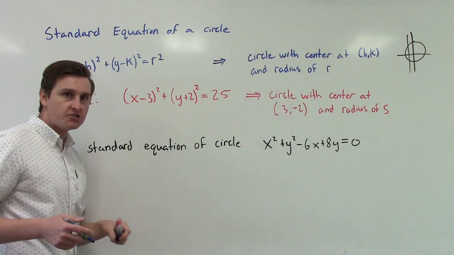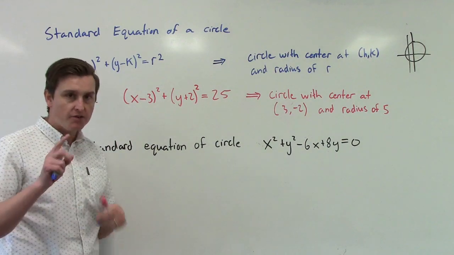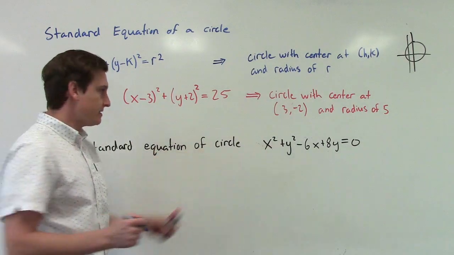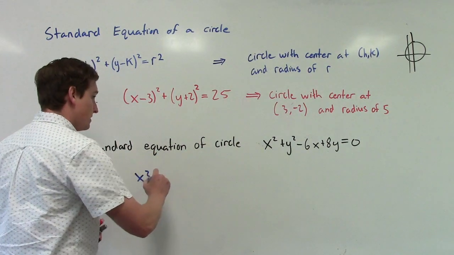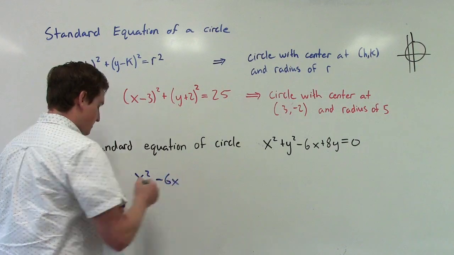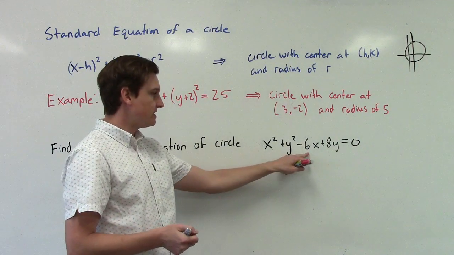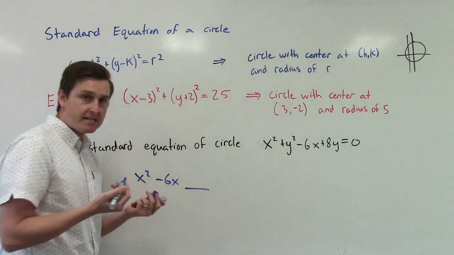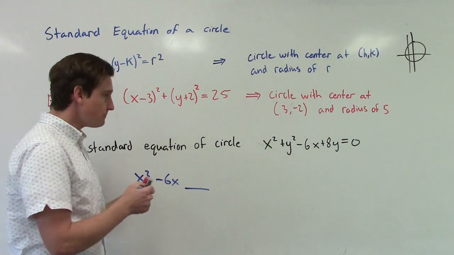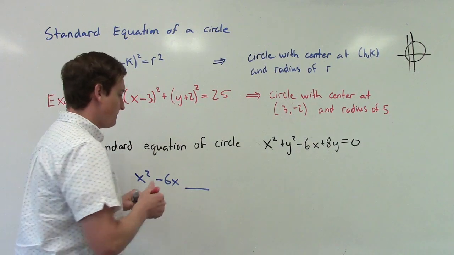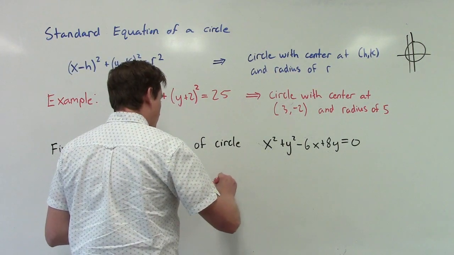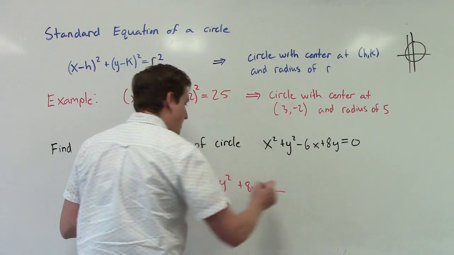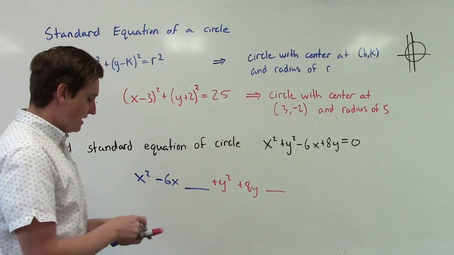What we're going to do is use a strategy called completing the square, and we're going to do that twice, once for the x variables and once for the y variables. So I'm going to rewrite this. X squared minus 6x. Notice that I took the x squared and the minus 6x first. And then I'm going to leave a space because that's what we're going to use to complete the square. Then I'm going to write the y stuff. So after that, I'm going to have a plus y squared plus 8y. And then I'm going to leave another space right there. And then I'm going to have an equals 0.